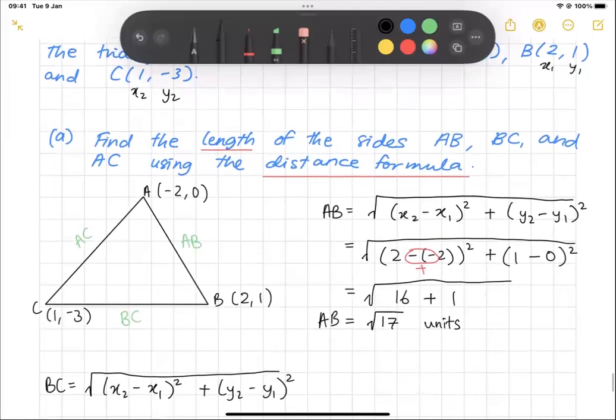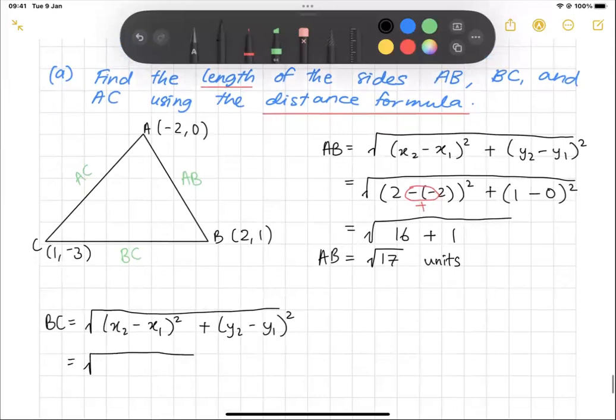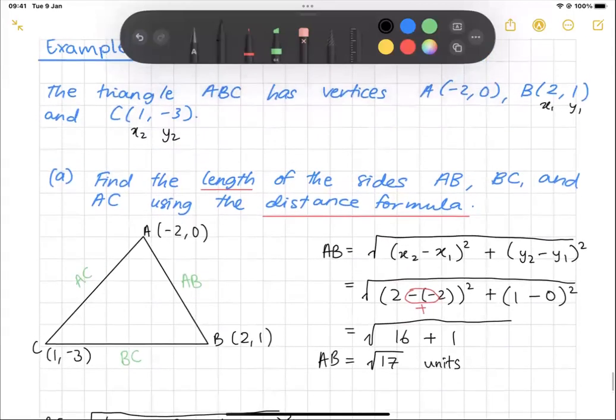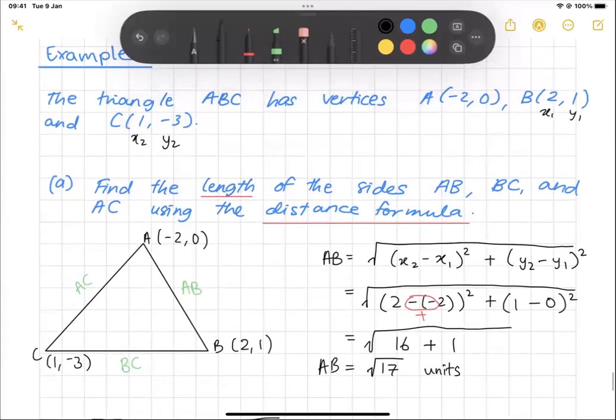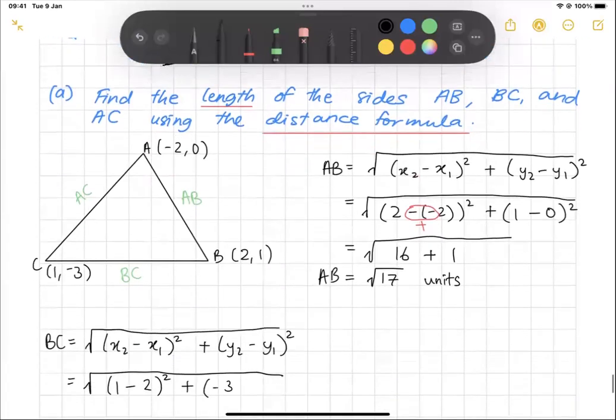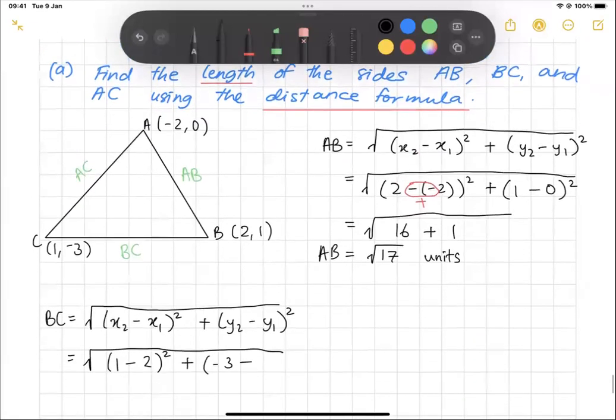All right, so my x2 is 1 minus my x1, which is 2, whole squared, plus my y2, this one here, is negative 3, minus my y1, which is 1, whole squared.